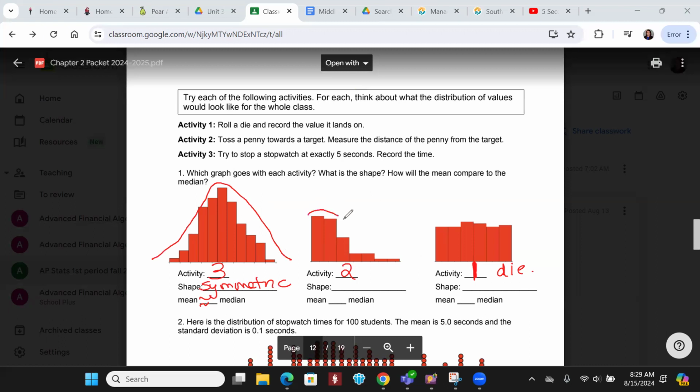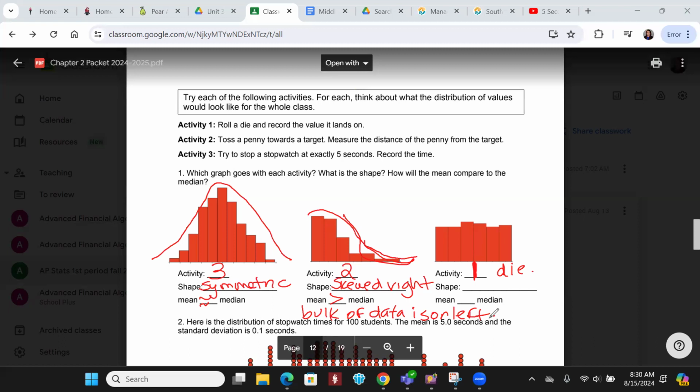All right, what about the next one? Is this symmetric, skewed left, skewed right, bimodal? Skewed right. Why? Okay, majority of your values are on the left or your tail is on the right, whichever way you want to say it. Now is the mean greater than, less than, or equal to? Greater than. Why? Because the bulk of the data is on the left.